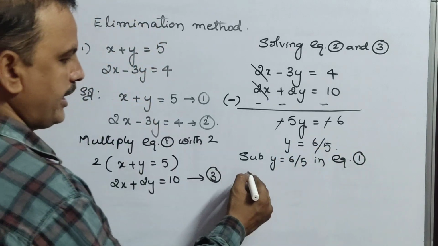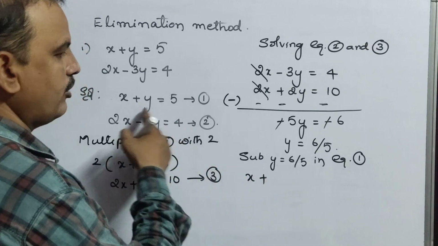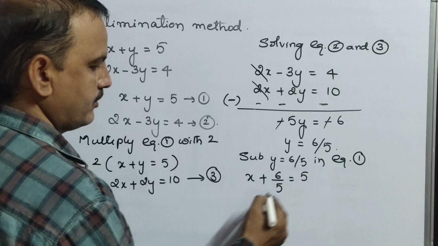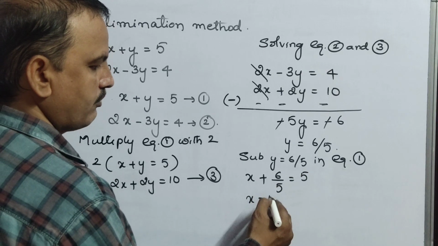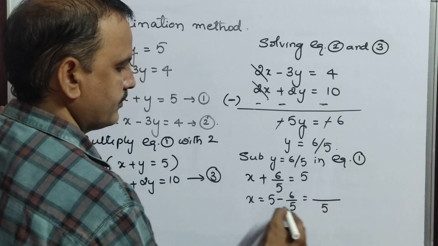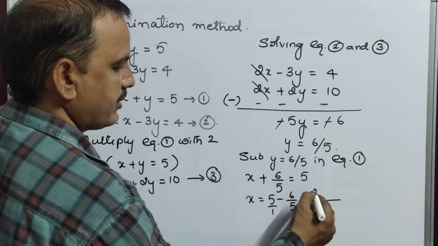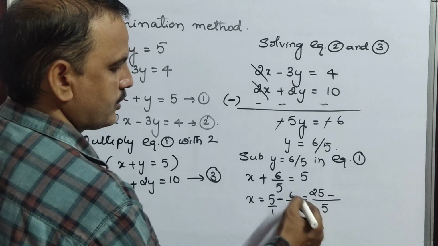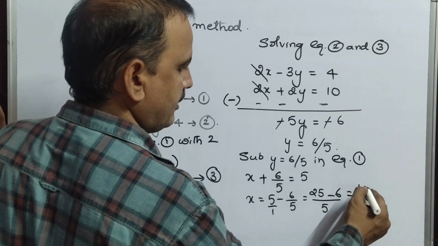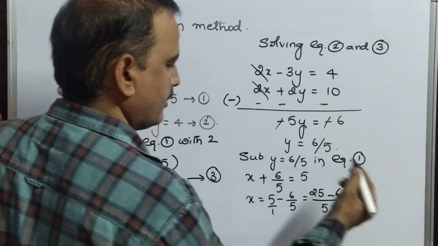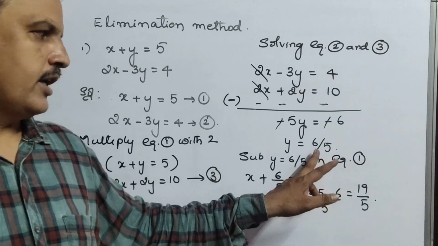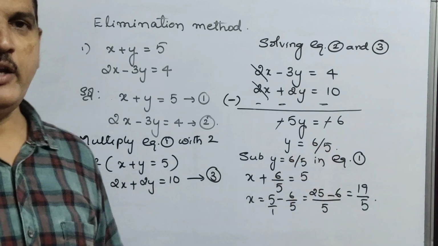That means x plus y, with y as 6 by 5, equals 5. So x equals 5 minus 6 by 5. So LCM 5. 5 ones are 5, 5 fives are 25, so 25 minus 6 is 19. So 19 by 5. That means the x value is 19 by 5 and the y value is 6 by 5.